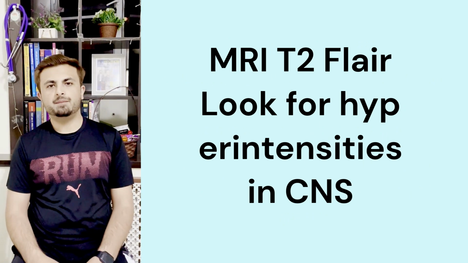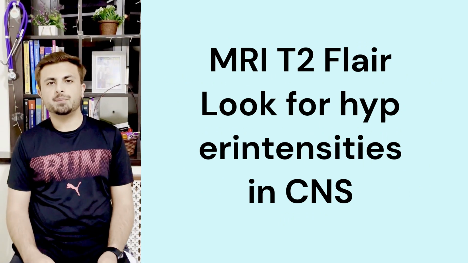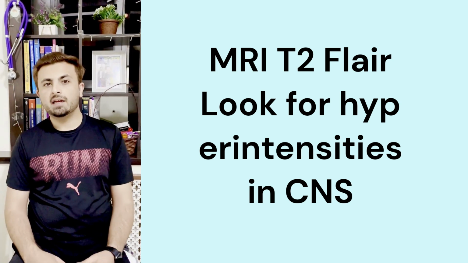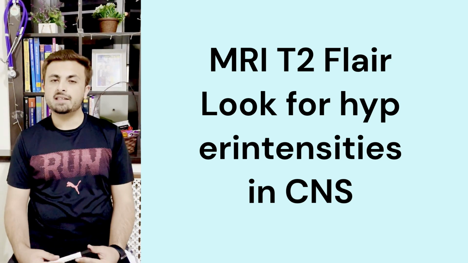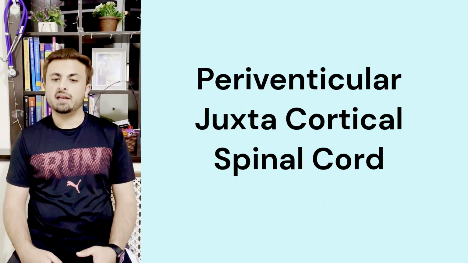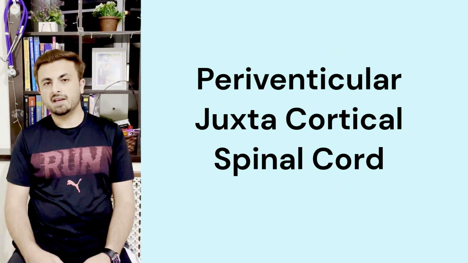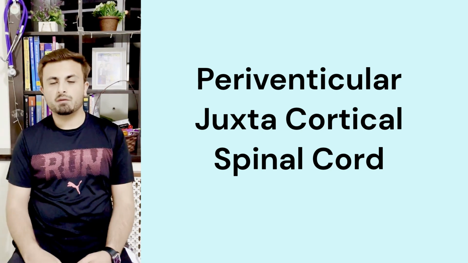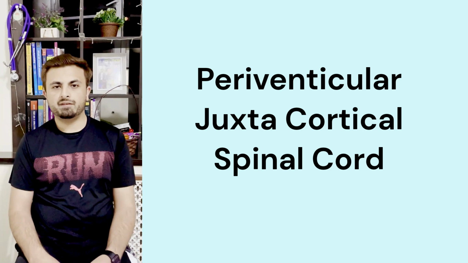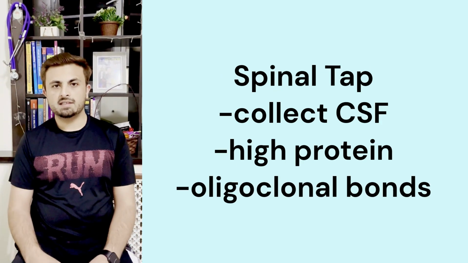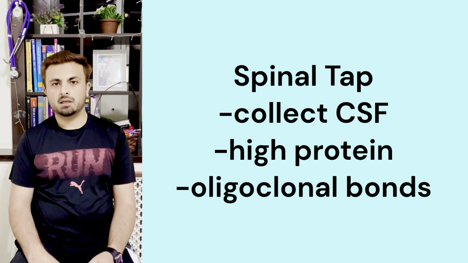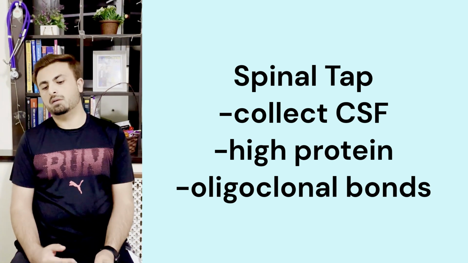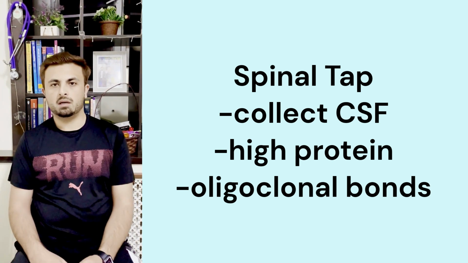For the diagnosis of multiple sclerosis, we do 2 important investigations. First is MRI. In the T2 FLAIR MRI, we look for hyperintensities in the central nervous system. For example, the most common area is periventricular, the second most common is juxtacortical, and the third is the spinal cord. The second investigation is spinal tap. We collect the cerebrospinal fluid, in which we find a high level of protein. We can also find oligoclonal bands there.